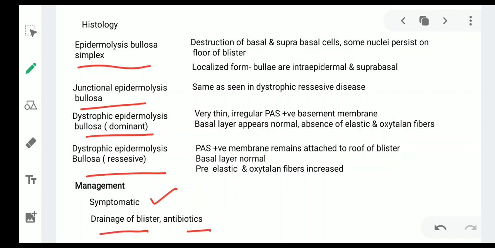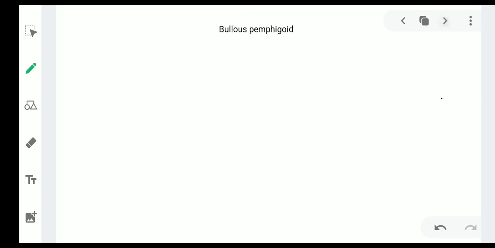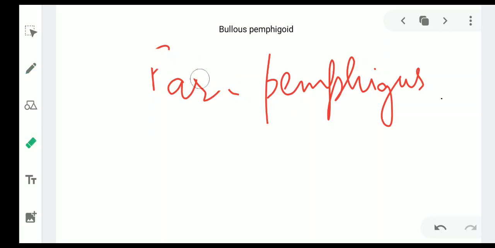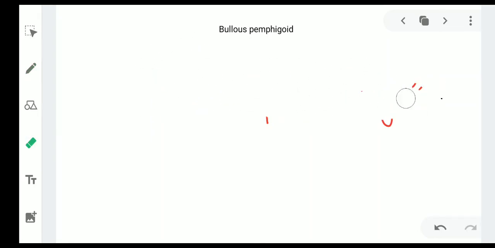Now, coming to the next lesion, that is bullous pemphigoid. It is also known as pemphigus. Now, it is also an autoimmune disease where bullae and vesicles are formed. In this condition, the bullae or vesicles are formed in the subepidermal layer. That is, the epidermis remains intact, and the bullae or vesicle formation occurs in the subepidermal layer.